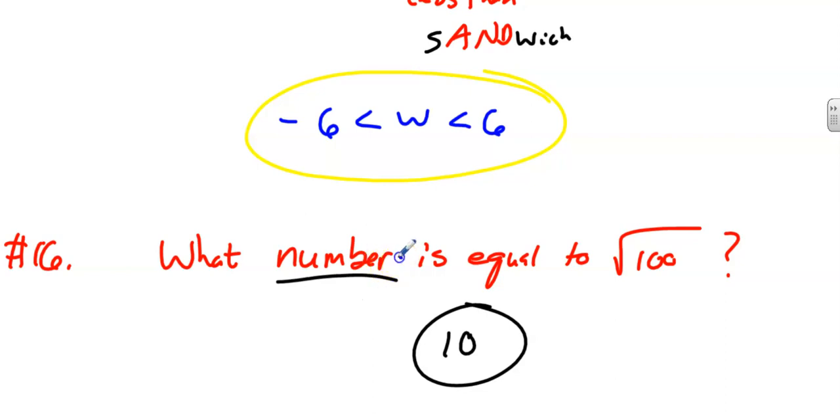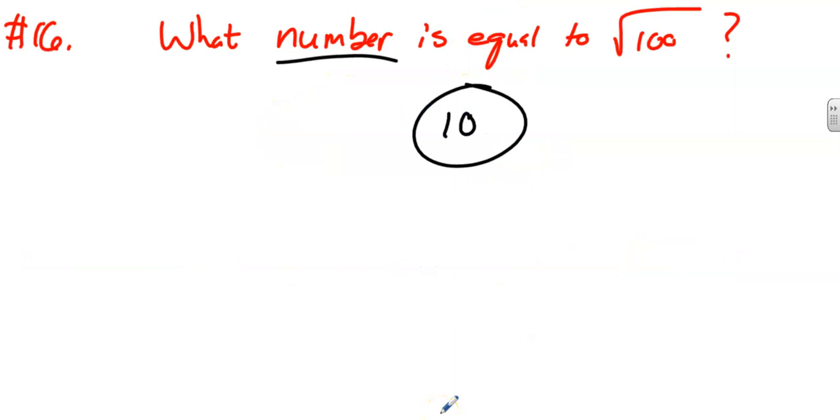Now again, if it said numbers, you would need a positive 10, and then you'd also need a negative 10. But it didn't say what numbers, it just said number, so don't worry about it. That's it. I got it. Anybody say, thank goodness, because those other ones were kind of long.